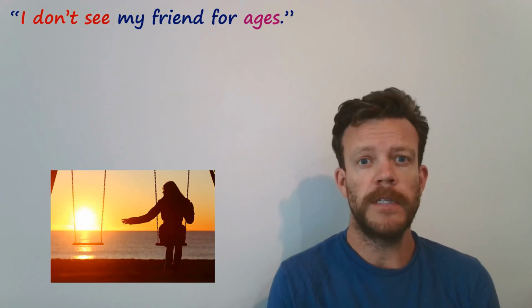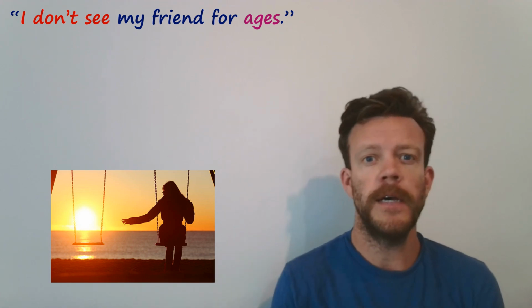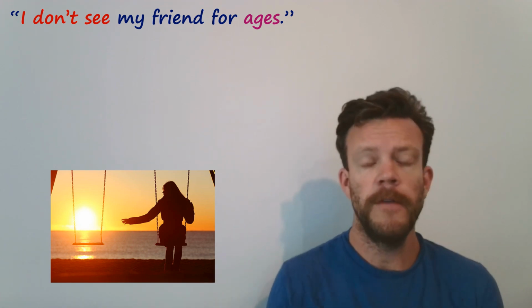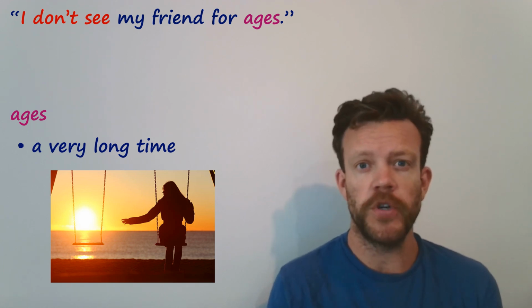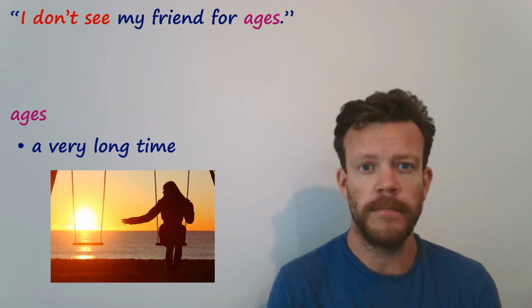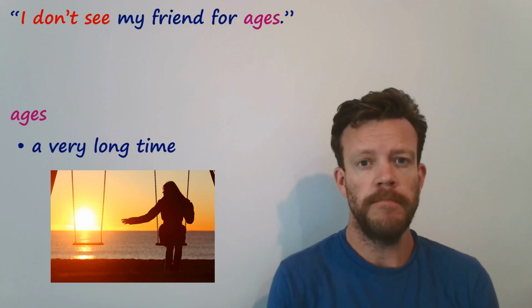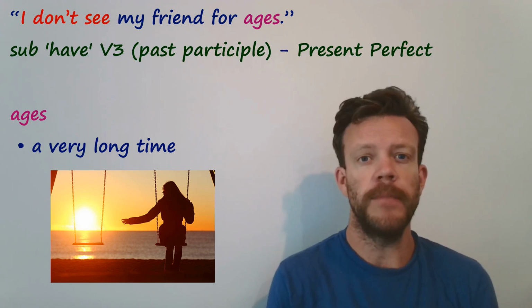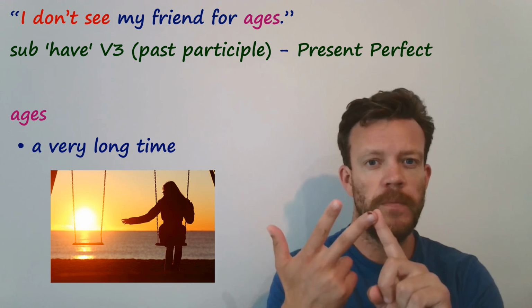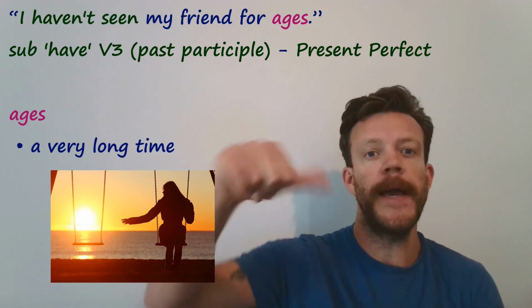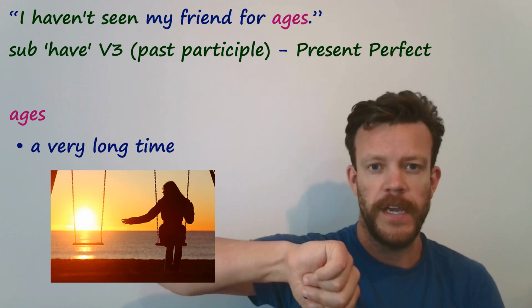So anyway, the mistake is up here. I don't see my friend for ages. Ages, a very long time. So just pause the video and try to correct the sentence. And well done. If you said here, we need the present perfect, subject, have, V3 or past participle. So I haven't seen my friend for ages.